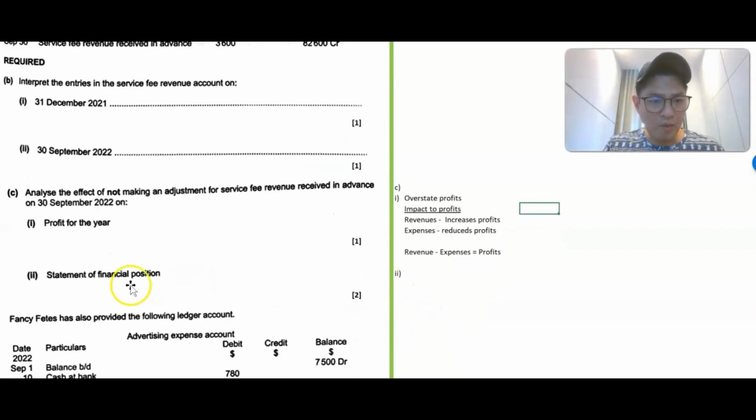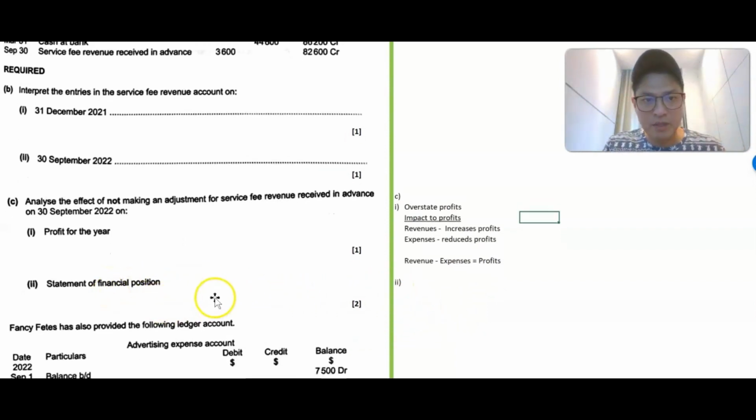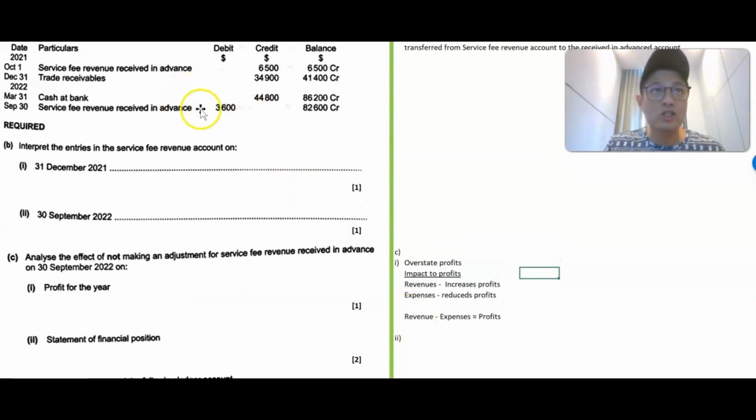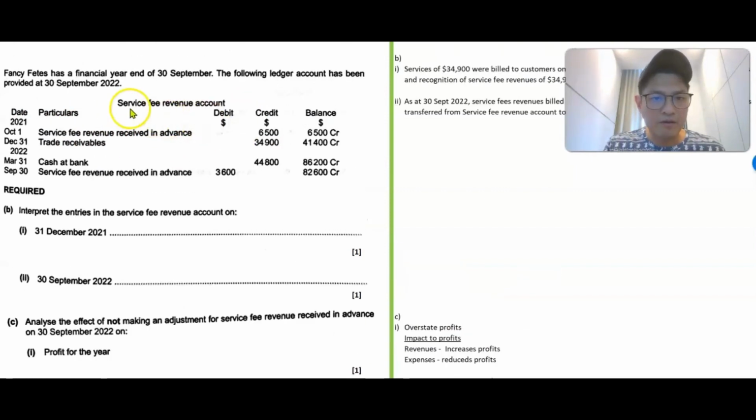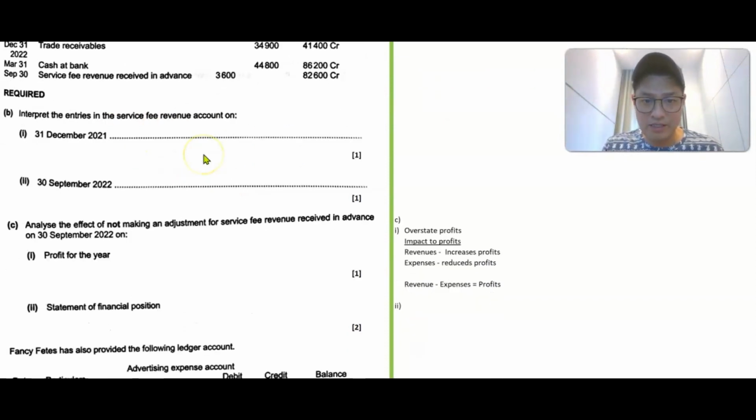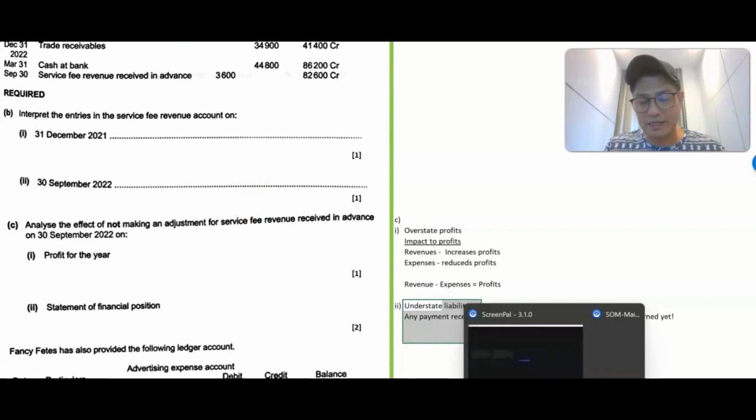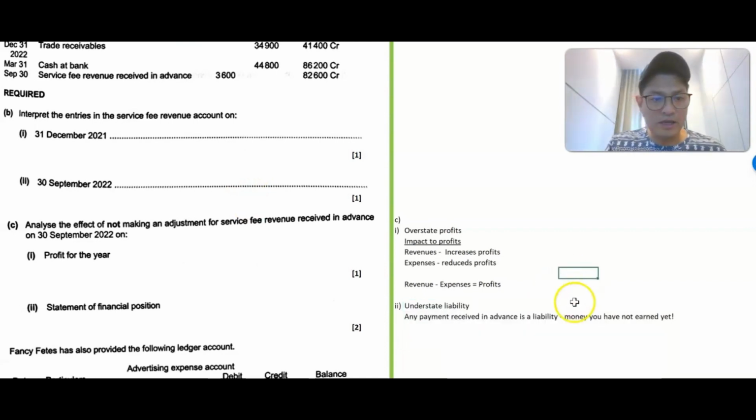Okay. What is the impact on the statement of financial position? So when we did this entry here, debit service fee revenue account and credit service fee revenue received in advance, you are recognizing a liability, right? And if you did not do the entry, then what would happen is your liability would be understated. So you just have to remember that anything that you receive in advance is a liability.